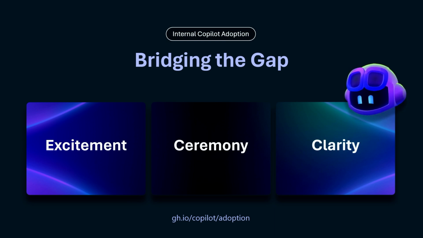If you want to learn more, there's a link, GHIO/Copilot/adoption. That will take you to a paper that details the Accenture study, how they did it, how you can run similar studies in your organization. And then there's also a bunch of open source repos, because we're GitHub, that has all the survey questions, all that sort of stuff.